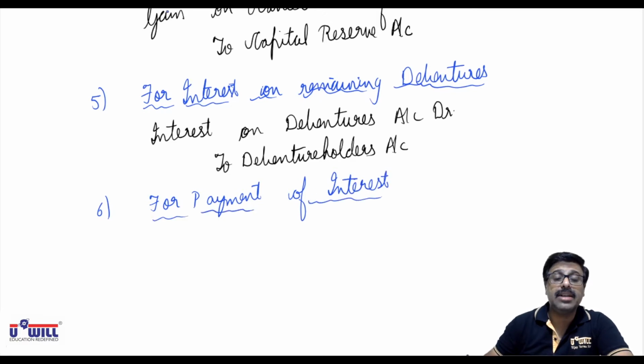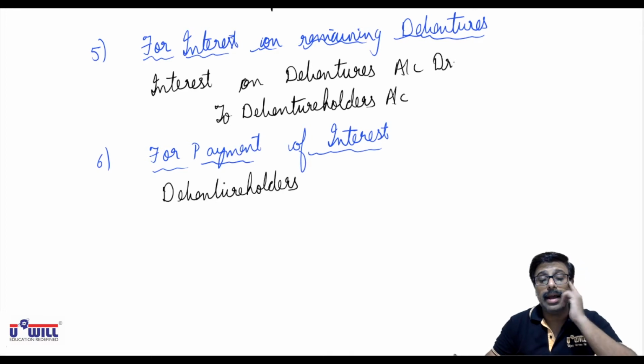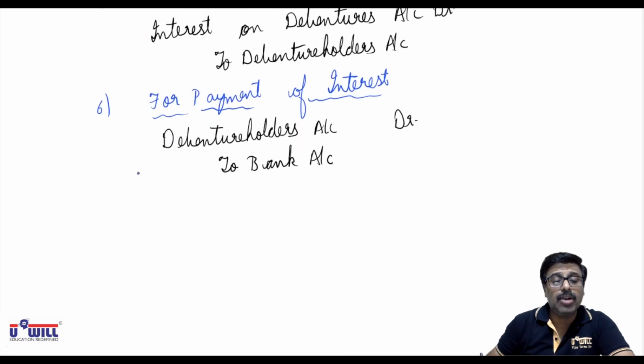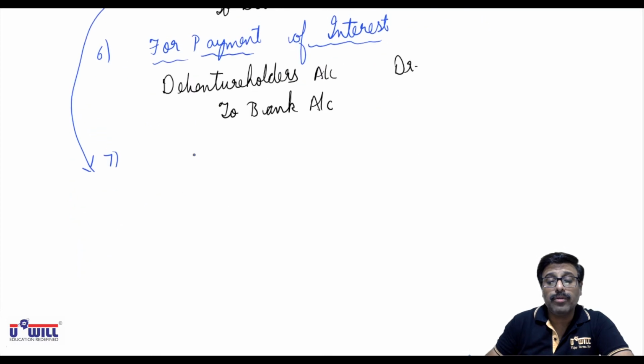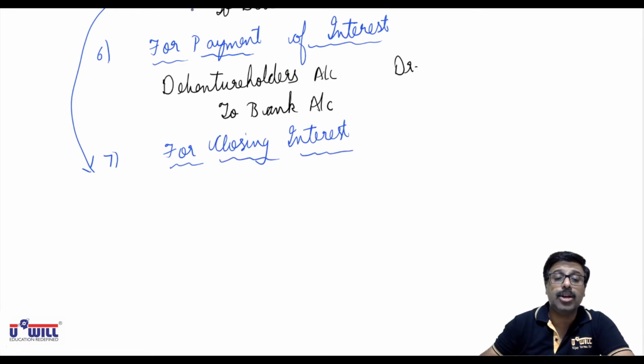debenture holders are the receiver, debit the receiver, debenture holders account debit, and will pay bank to bank transfers. So bank is the giver, credit the giver to bank account. And lastly, at the end of the year, even this interest expense will be closed and transferred to P&L account. So for that, the entry will be for closing the interest on debentures, the entry will be interest account, you will reverse and credit and you transfer it to profit and loss account.